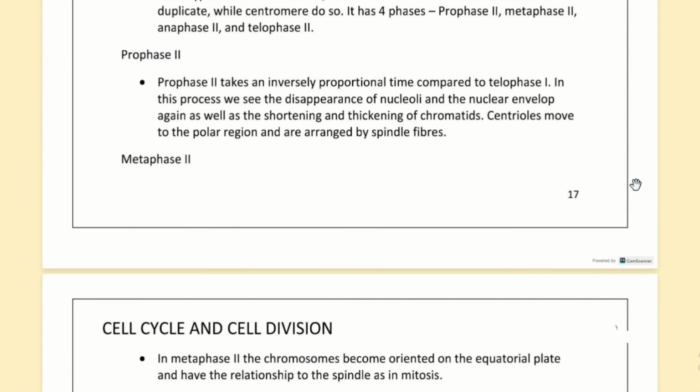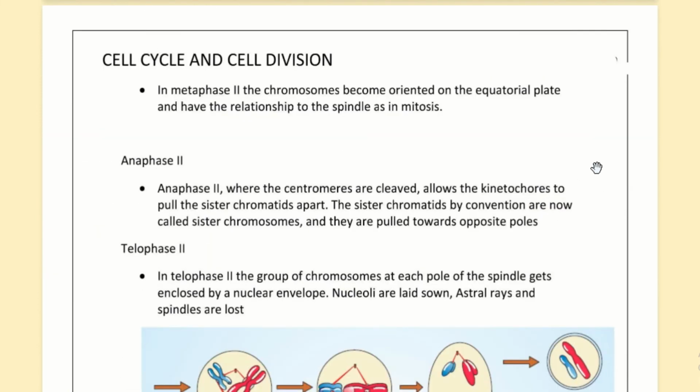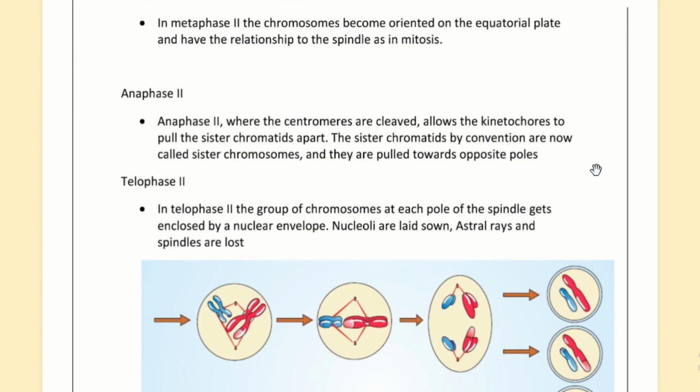In this process, we see disappearance of nucleoli and nuclear envelope again, as well as shortening and thickening of chromatids. Centrioles move to the polar region and are arranged by the spindle fibers. Metaphase 2: the chromosomes become oriented on the equatorial plate and have a relationship to the spindles as in mitosis. Anaphase 2, where the centromeres are cleaved and the kinetochores pull their chromatids apart.